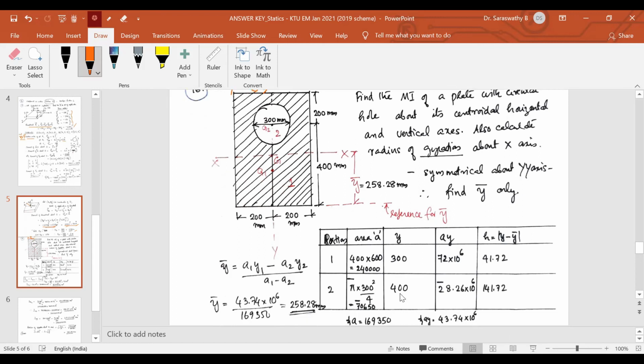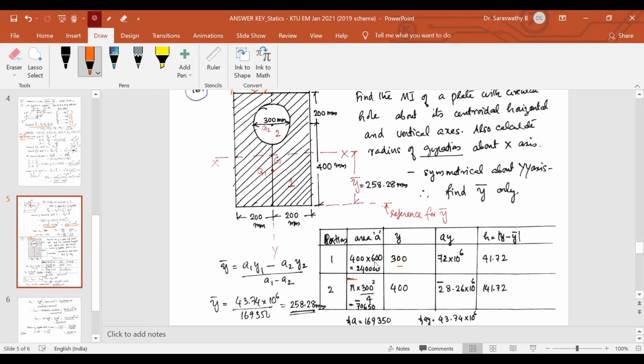Put it in the tabular form. First area, a rectangle, area is 400 by 600. The distance to the centroid of the rectangle: total height is 600, so its centroid y1 is 300. Second one, circle, area pi d raised to 4 by 64. It is put a negative sign because it is cut out from this, so minus. Now, the centroid of this circle from the bottommost line, that is y2. y2 is 400. It is shown in the figure itself, 400.